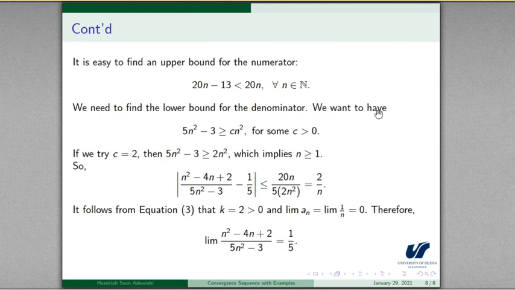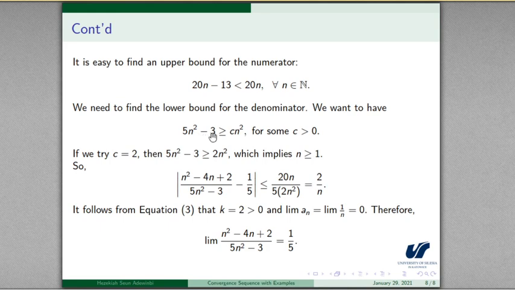Now we need to find the lower bound for the denominator. So we want to have this greater than cn squared because we are looking for the lower bound. Then we have this. Now suppose this negative 3 is plus 3. It would have been very easy, like that of the numerator. Suppose this one is plus, we don't need to write cn squared again. We just take the dominating term. But since this one is negative, we have to follow this procedure.